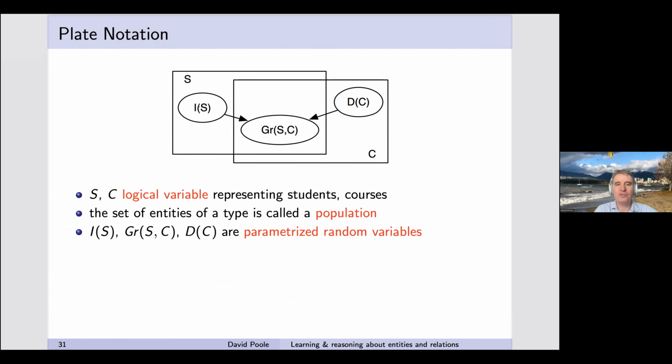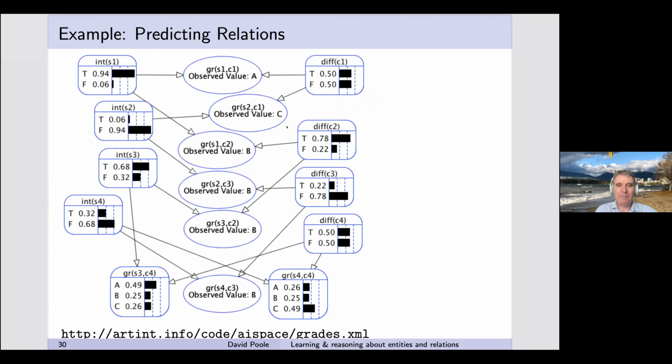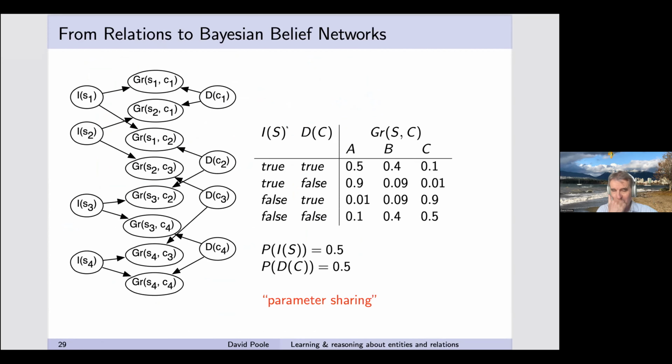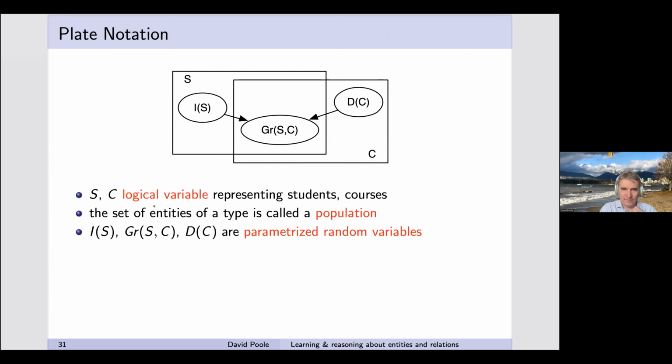They're going to repeat this for all students. We're repeating I of S. For all courses, we're repeating D of C, and we're going to map it out. We get something like this graph here that has the intelligence for each student, the difficulty for each course, and the grades for each student in course, but here I only included the observed ones.